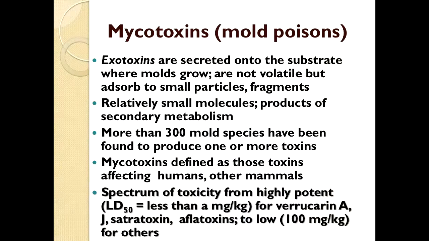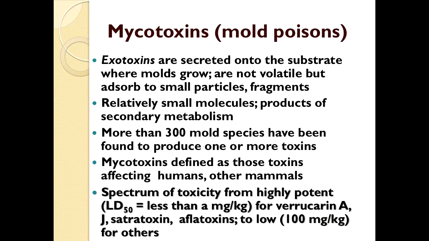They are relatively small molecules, as Dr. Hooper and Dr. Strauss both mentioned. More than 300 mold species have been found to produce one or more toxins. And please also remember, one or more, some produce many. And we toxicologists tend to study things one at a time. And we don't tend to study the whole of the picture, but we make pronouncements about toxicity relating to an organism.